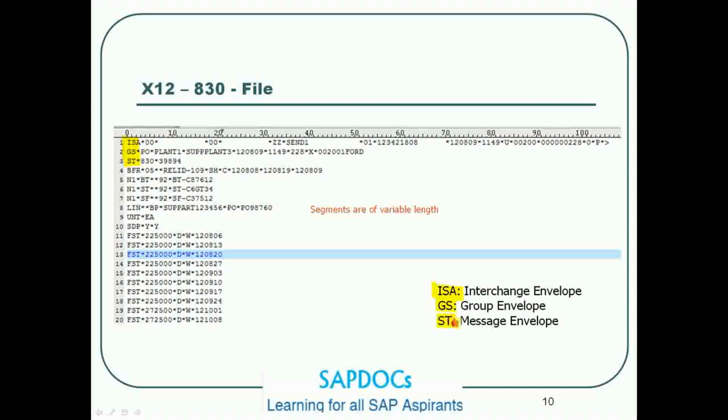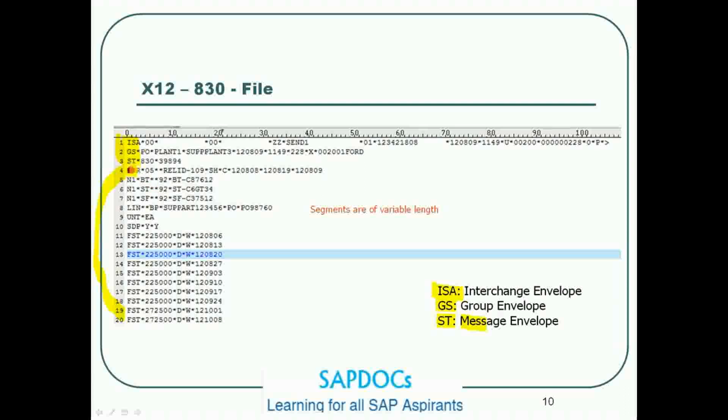You can have multiple groups in a message. And ST is particular to one document within that message, and this is called the message envelope. So these 3 together define the envelope of this message. After this, the BFR to FST is the body of the message.